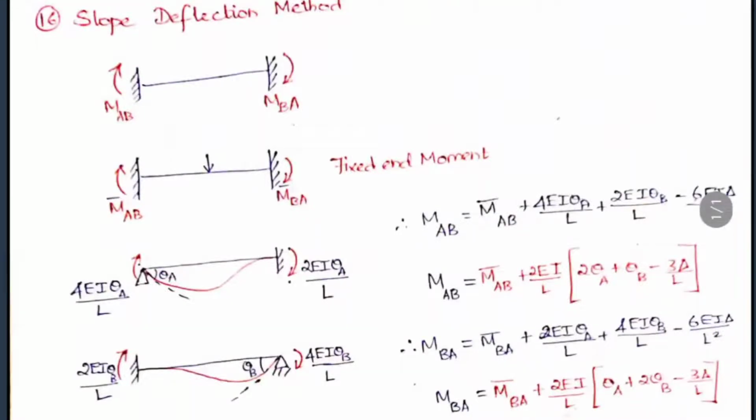This is your third step. The fourth step is you have to consider the other end as the rotation, so where the rotation happens. Okay, so if this is the case, there you will be getting 4 EI theta B by L, and in the opposite direction you will be getting 2 EI theta B by L. Okay, so this is your fourth step.